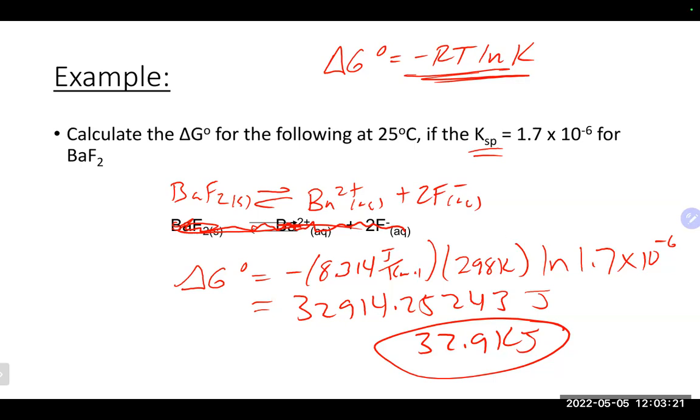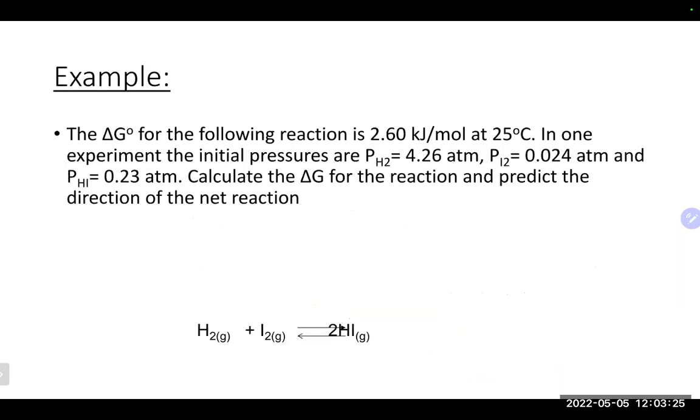Any questions on that particular one there? All right, one last one here, I think, to finish up the chapter. The delta G naught for the following reaction is 2.6 at 25. In one experiment, we got some pressures: 4.26, 0.024 for our I2, and 0.23 for our HI. Calculate the delta G for this reaction and predict which way it will head.